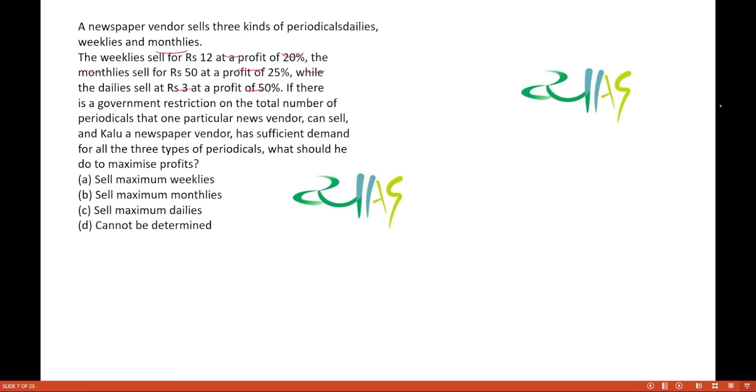The restriction basically is that there is a government restriction on the total number a news vendor can sell. So when there is a restriction on the total number, definitely we will sell more magazines, right? Why will we sell dailies? We will not sell any dailies.